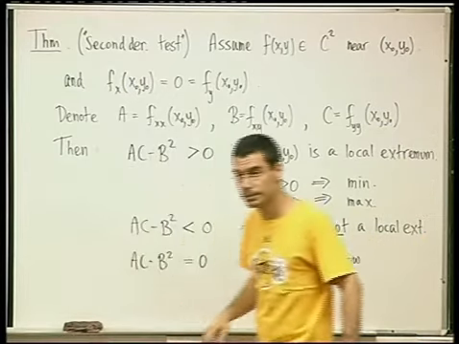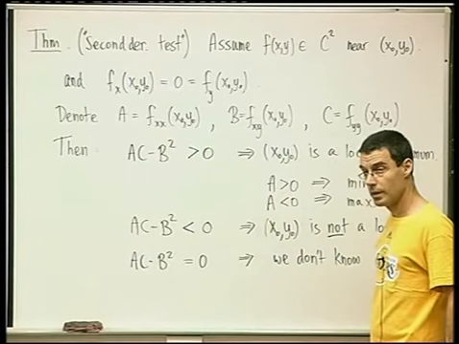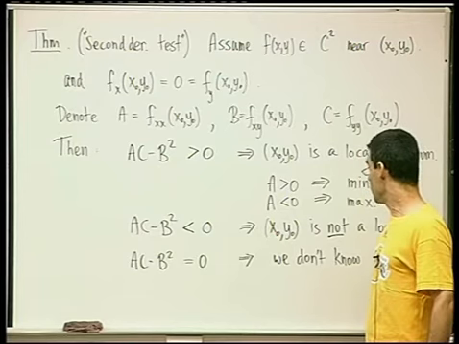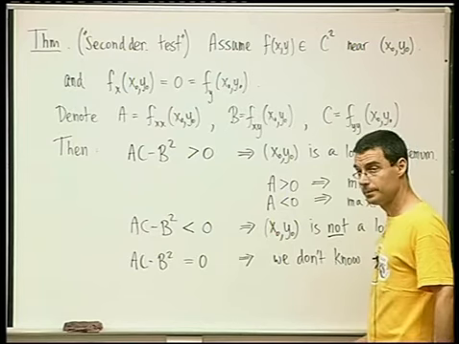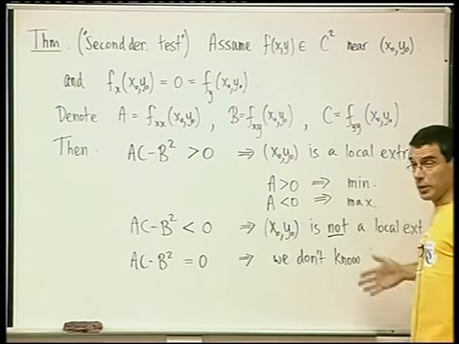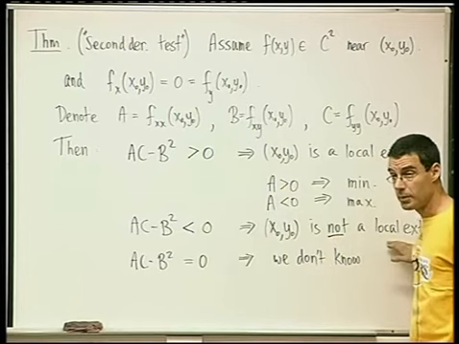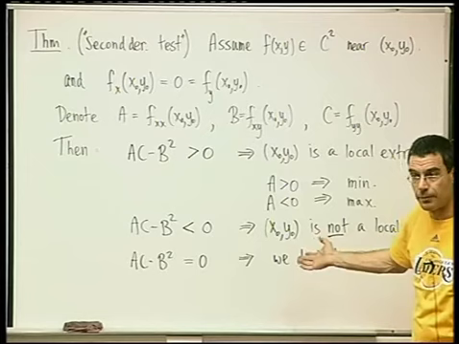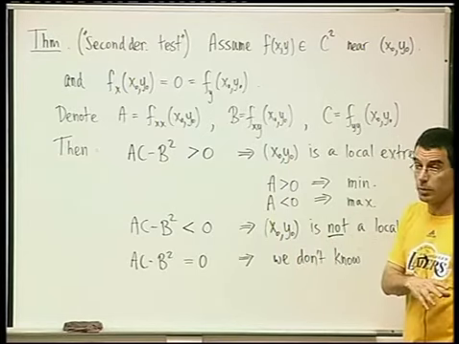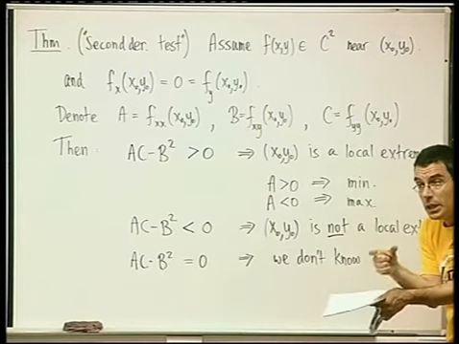Question, yes? When you say that ac minus b squared is negative, why don't we say that it's not an extrema at all? What do you mean, not an extrema at all? Like, why do we say it's not a local extrema? Because this is what we're studying, whether it's a local extrema or not. Of course, if it's not a local extrema, it can't be a global extrema, right? But a point can be a local extrema without being a global extrema. So this result is even stronger. It's saying even locally, it's not extremal.